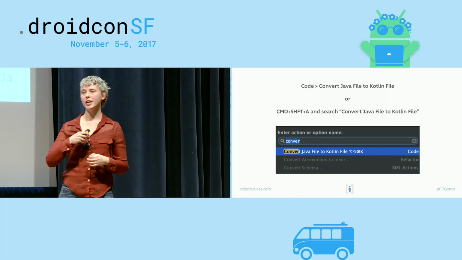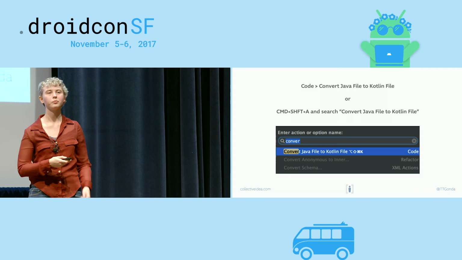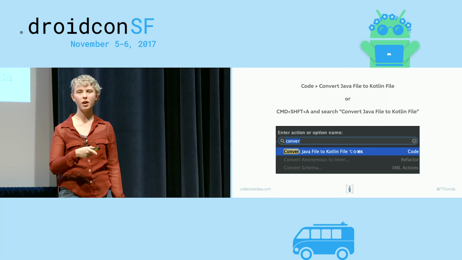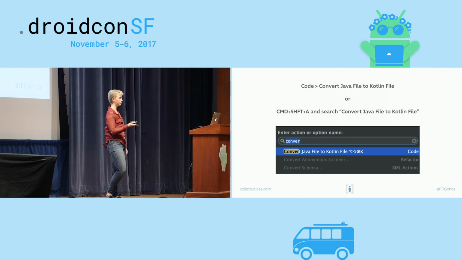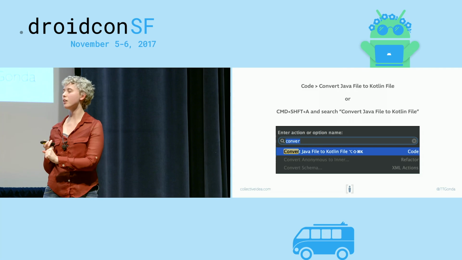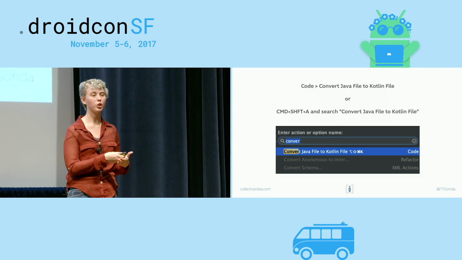So, if you're ready to hop on board with Kotlin, and you haven't started yet, in addition to being able to convert your Kotlin bytecode into Java, you can also take your Java files and just straight up convert them to Kotlin. IntelliJ and Android Studio have this tool for you as well. To do that, if you have your Java file, you can go to Code, Convert Java File to Kotlin File, or just search that action. And then there you go. You have your Kotlin file.